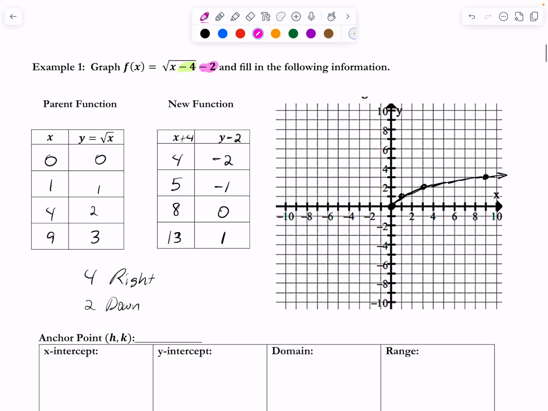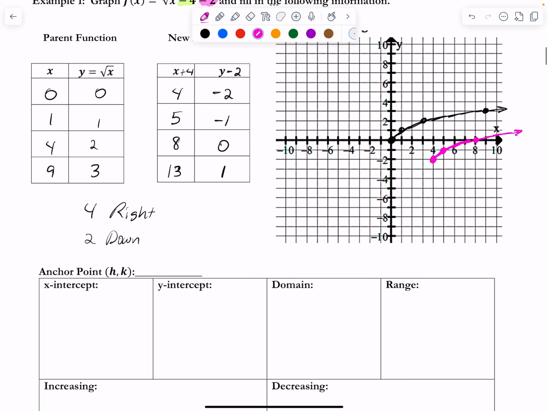All right, so let's plot the new one here. My anchor point is 4, negative 2, then 5, negative 1, 8, 0, and then 13, 1 is actually off the grid here. I'm not going to be able to get there with this one. All right, so the anchor point, as I said, was 4, negative 2. Those are the horizontal and vertical translations to get those two numbers.